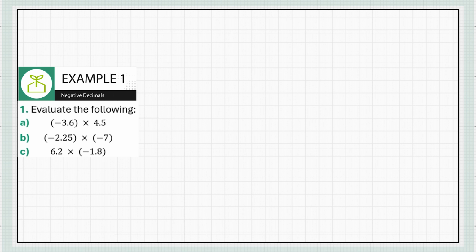Okay, welcome back. So today we're going to be looking at multiplication of negative decimals and division of negative decimals. In this video, let's just deal with multiplication. So let's get started with A. We have minus 3.6 multiplied by 4.5. And with decimal multiplication, what we do is just multiply everything out normally, ignoring the decimals, and then add them back in at the end.